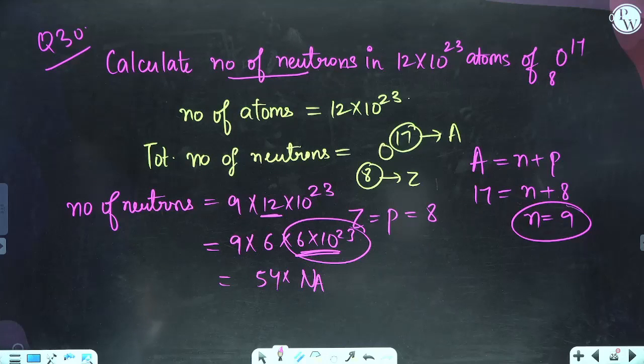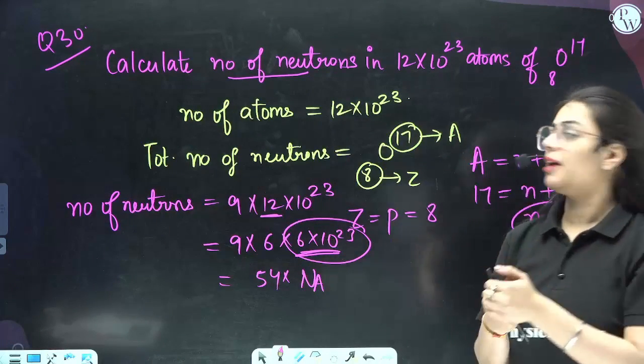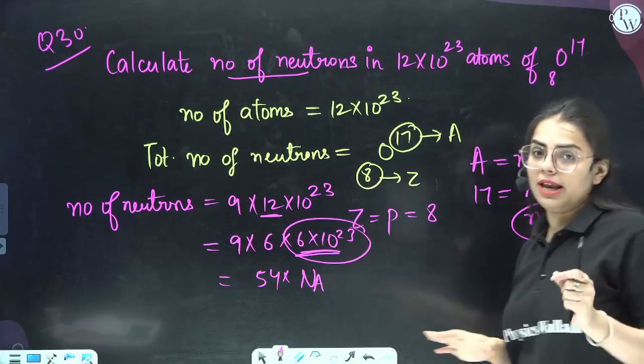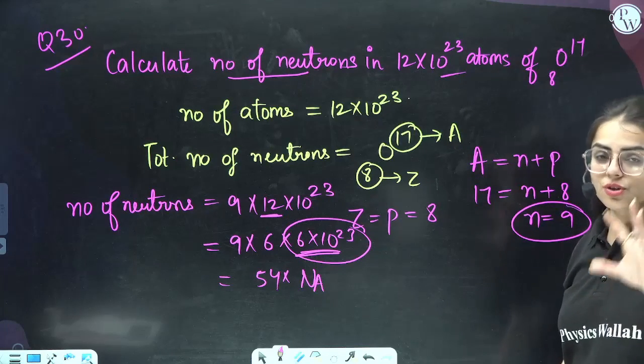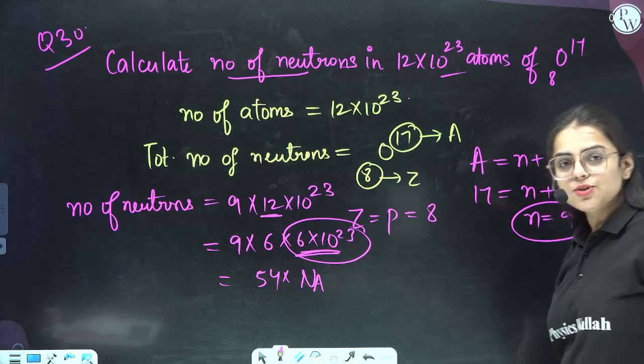I guess now this is clear to you people. One of these questions was generally asked in a good book with regard to this. So you can express this in terms of Na. These are the number of atoms provided to you. You'll multiply it with neutrons, and you'll get the total number of neutrons. Is it clear to you people?